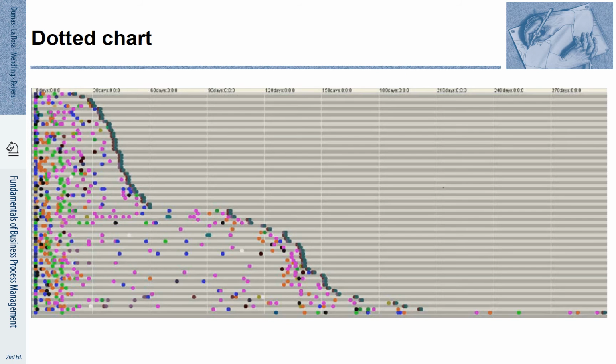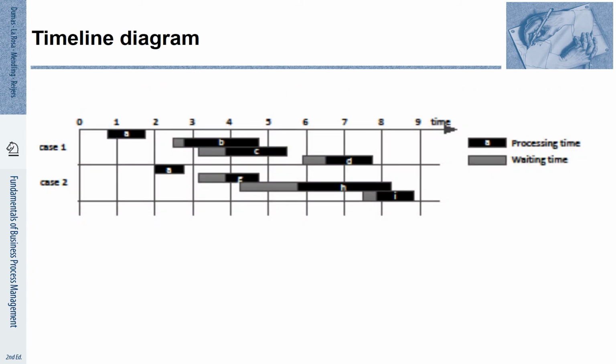The dotted chart gives a very quick overview of the overall performance of the process and of the distribution of events over time. What is a dot in the dotted chart can also be represented differently. The timeline diagram shows how long certain activities take. In order to be able to show processing and waiting times, such information needs to be available in the event log.